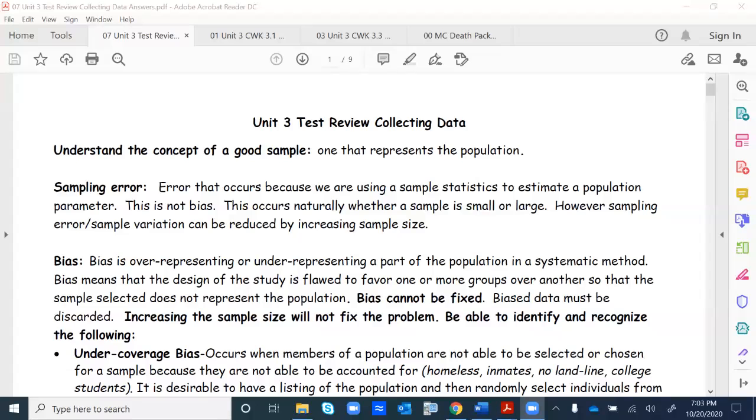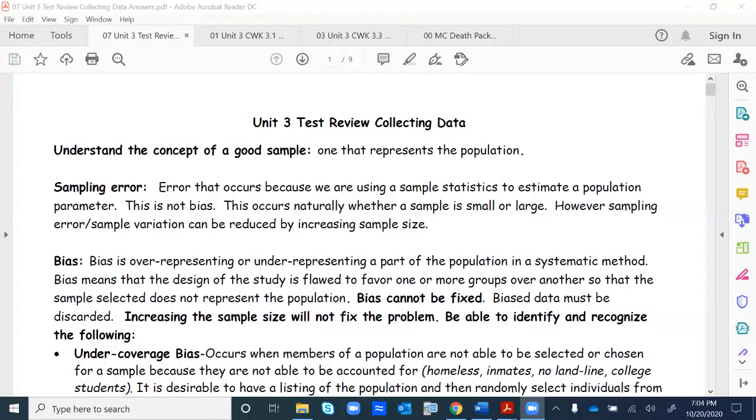So here we go. All right, so this is for the Unit 3 test review for collecting data. That test will be on Thursday. And this first video is just going to be going over some basic definitions that we need to know and some general concepts. It's really important that you understand the concept of a good sample.